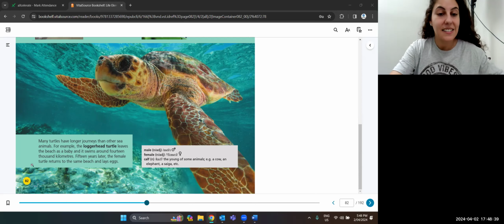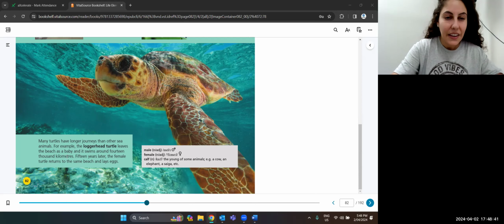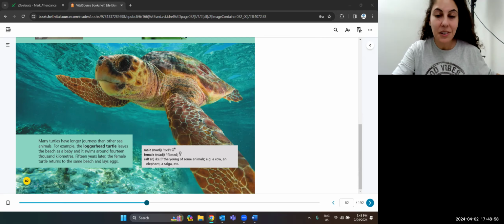and lays eggs. Okay, the adjectives were longer, and that's it, longer. Okay, some words. So we know male, that's the symbol for the male. The female, this is the symbol for the female.